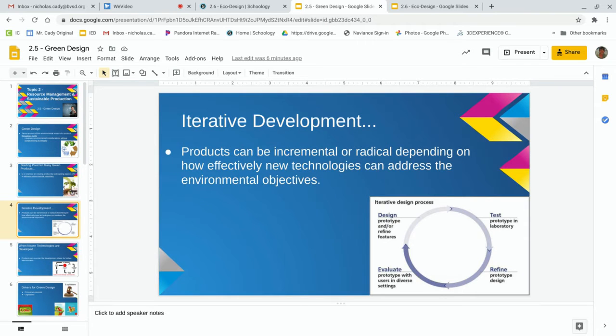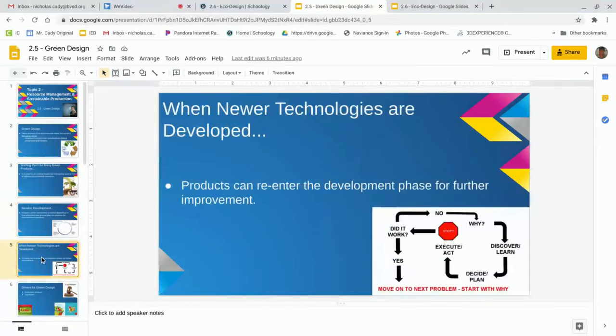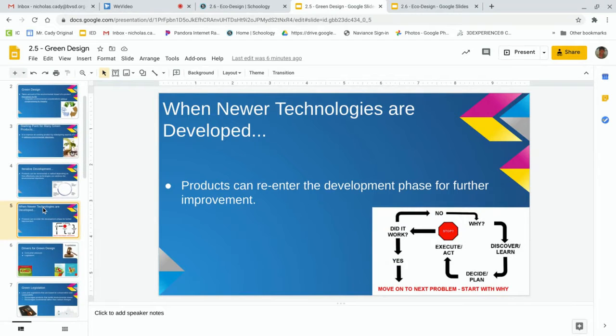Iterative development. Iterative means cyclical, or happening again and again and again, so repetitive. Products can be incremental or radical, depending on how effectively new technologies can address the environmental objectives. Incremental means you're making small changes to certain aspects of the design or the production or the use. And radical means you're making drastic changes. When newer technologies are developed, products can either re-enter the development phase for further improvement, or it could be a total overhaul to the product, producing something brand new.